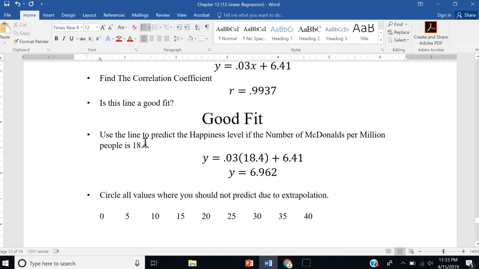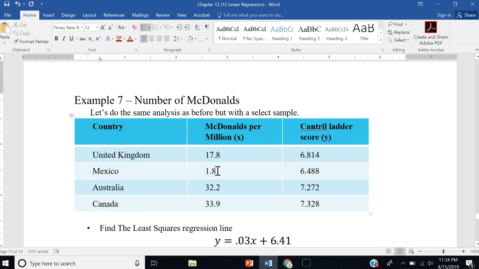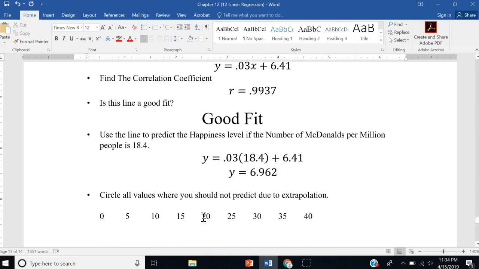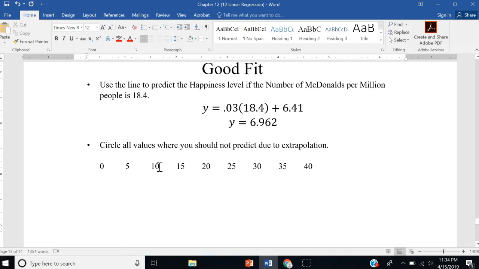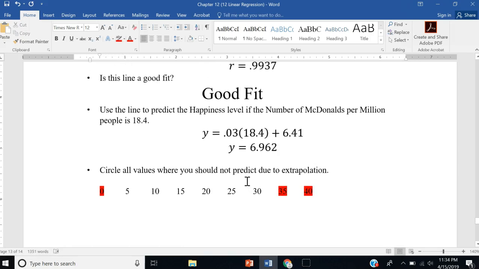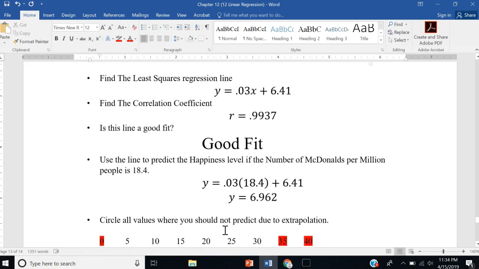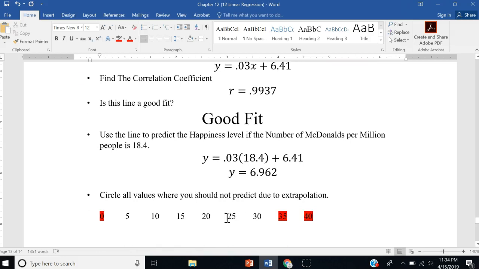Now the last part of this problem says circle all values which we should not predict due to extrapolation. Well, in this case, notice that the number of McDonald's per million people, the lowest value is 1.8, the highest value is 33.9. So anywhere between 1.8 and 33.9, I'm okay. What would that be? Well, 5, 10, 15, 20, 25, and 30 are all okay this time. 0 is not okay. That's too low. 35 is too high. And 40 is also too high. All right? So notice that because my x values went from 1.8 to 33.9, on this one, we didn't have to circle as many values where we can't predict. Okay?